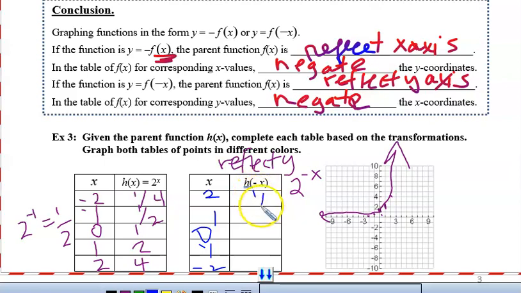So now I'm going to have a reflection over the y-axis. You're going to plot these points. Please excuse my handwriting. I am so sorry. I'm trying my best here. And when you plot these points, you'll see that you have your reflection over the y-axis.